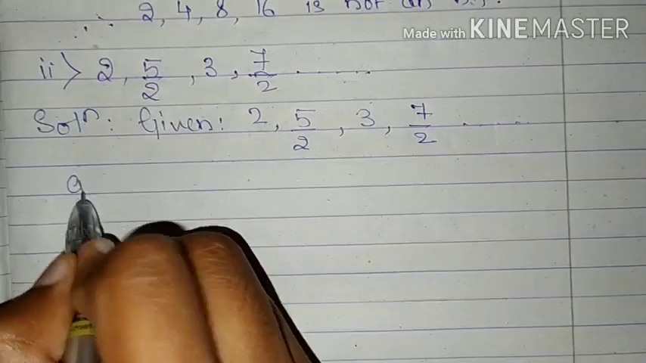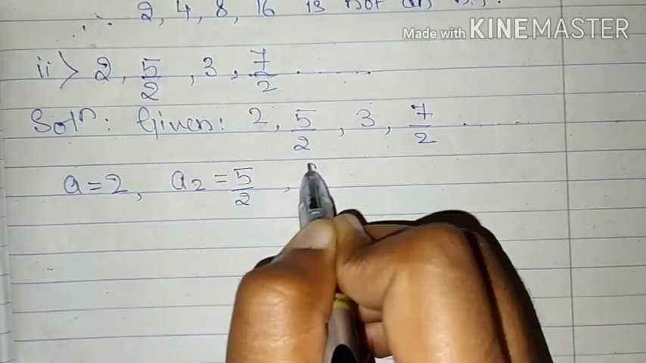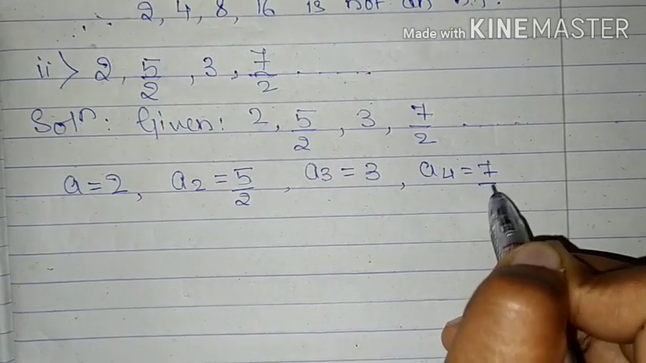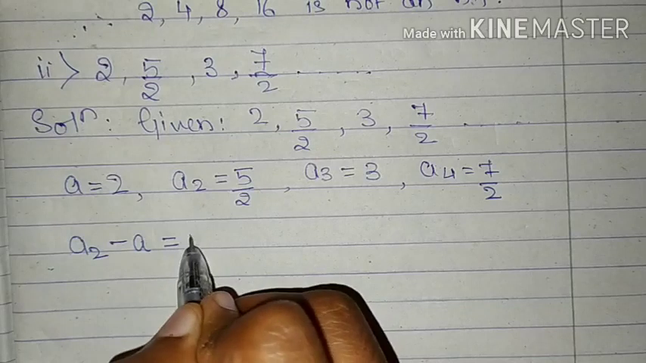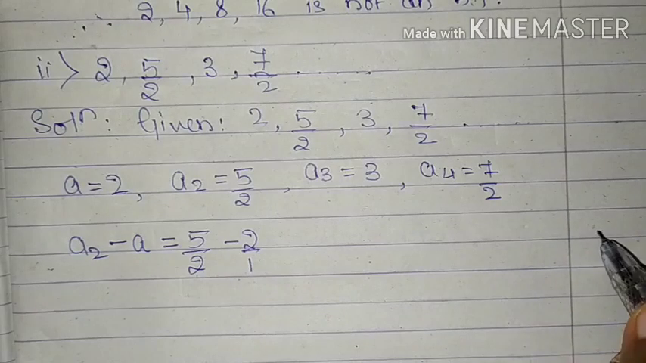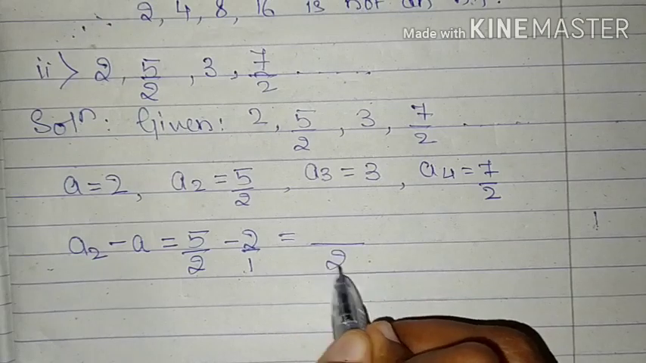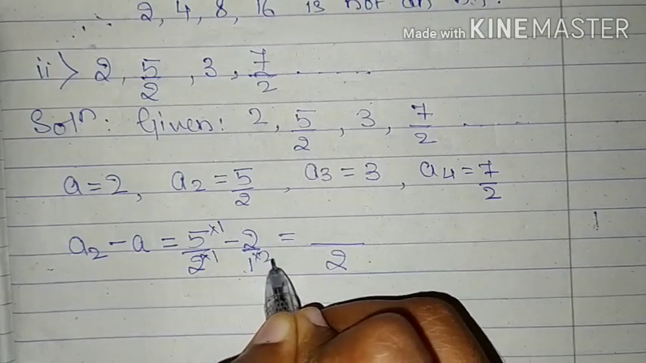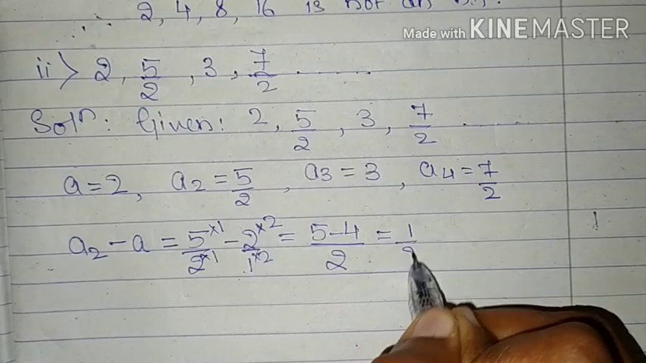So now a1 is equal to 2, a2 is equal to 5/2, a3 is equal to 3, a4 is equal to 7/2. Now let's start finding the differences. a2 minus a1, 5/2 minus 2. Here the denominators are different, so let us find the LCM of 2 and 1. LCM of 2 and 1 is 2. So 2 1s are 2, multiply by 1. 1 2 is 2, so multiply by 2. 5 minus 4, which is nothing but 1/2.